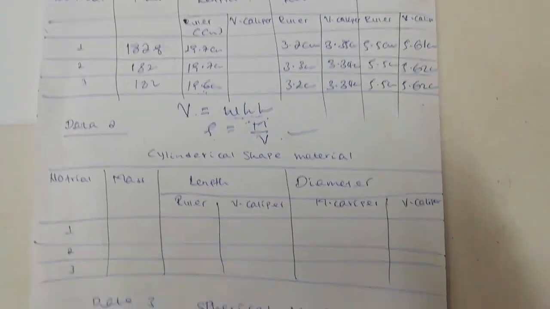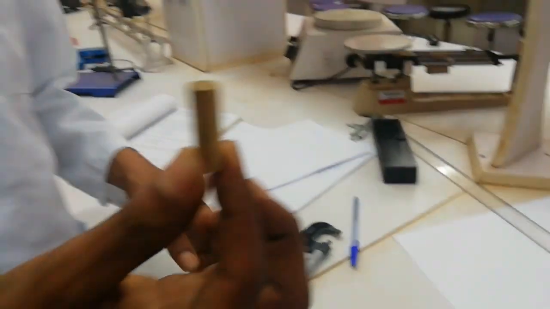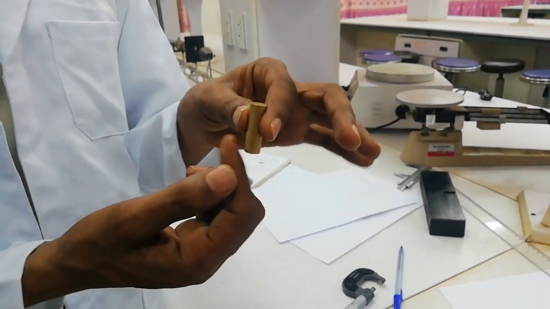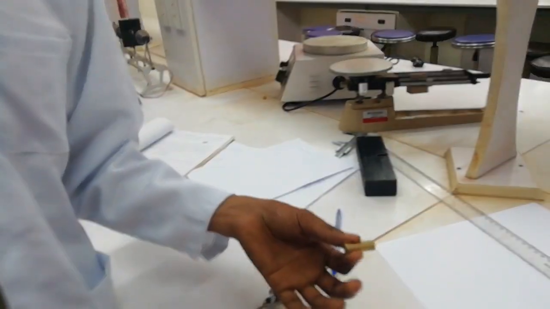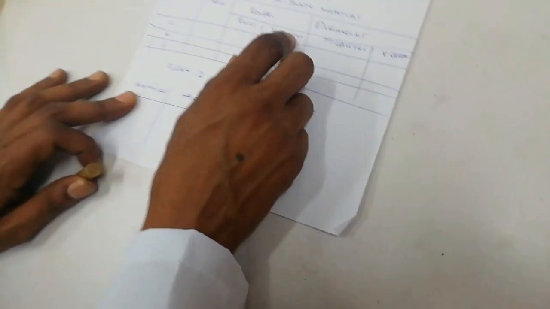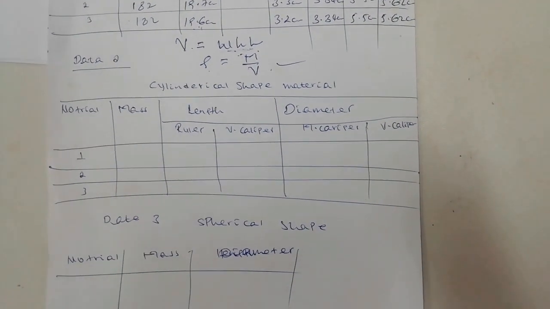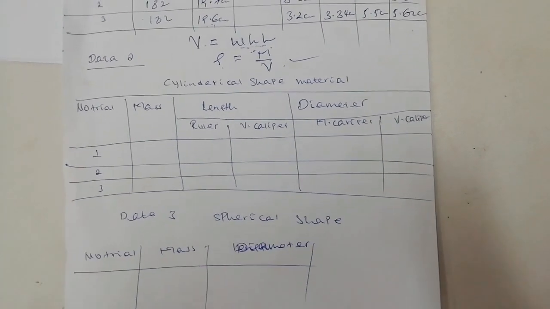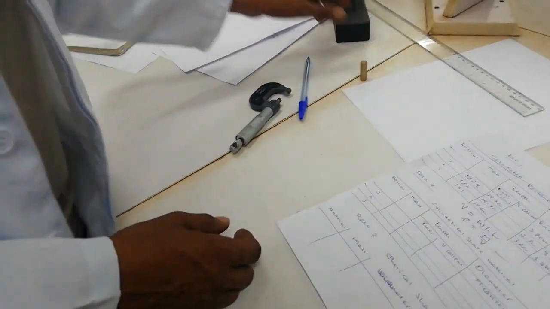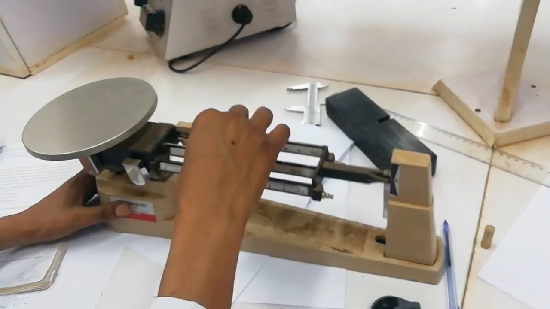When you proceed to cylindrical shaped materials, the material has a length and a width. To measure the length and width, we use a ruler and the vernier caliper. The mass of this particle is measured simply by putting it on the beam balance. So here we have the beam balances. Then we proceed with this.